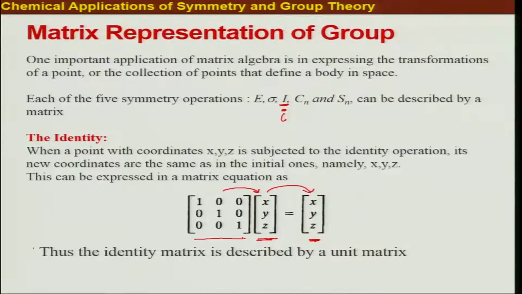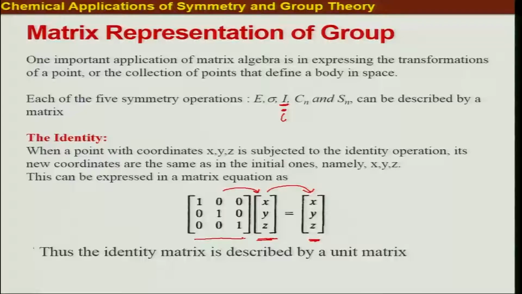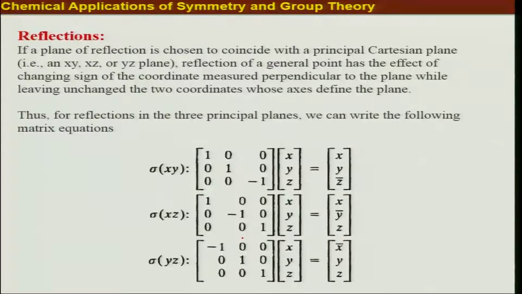So this was very easy, right? In order to represent an identity symmetry operation, which can act upon any general point whose coordinates are x, y and z, that matrix will be a unit matrix, or the identity matrix. So very easily we can get the matrix representation for this identity operation.